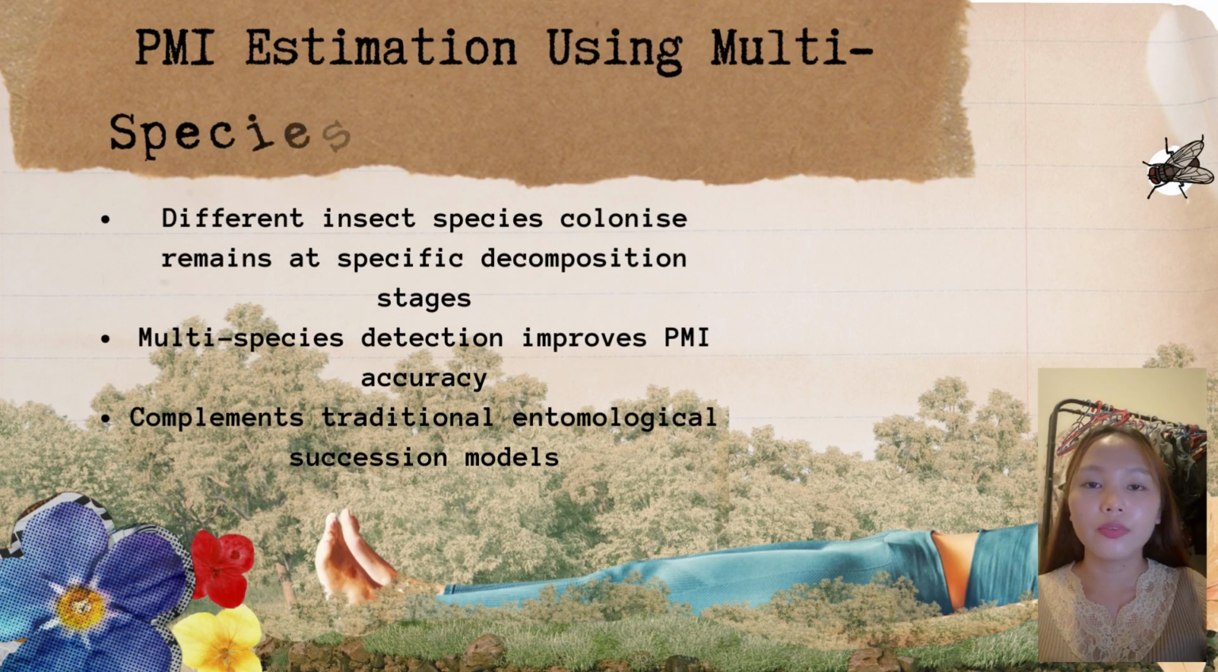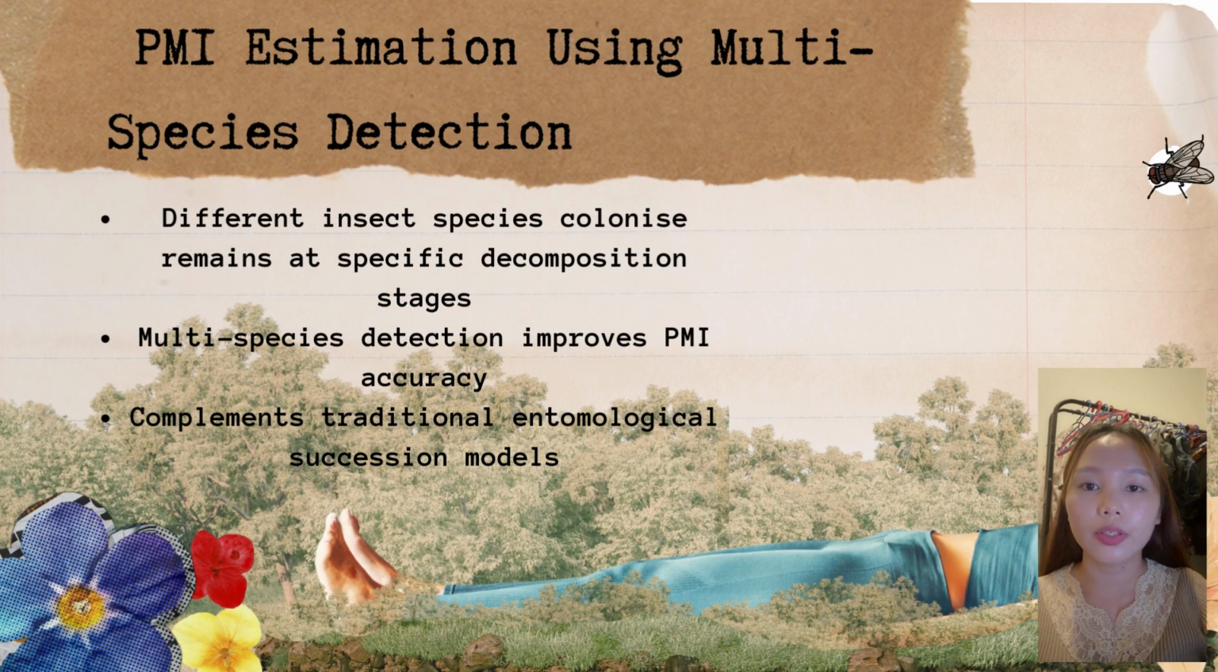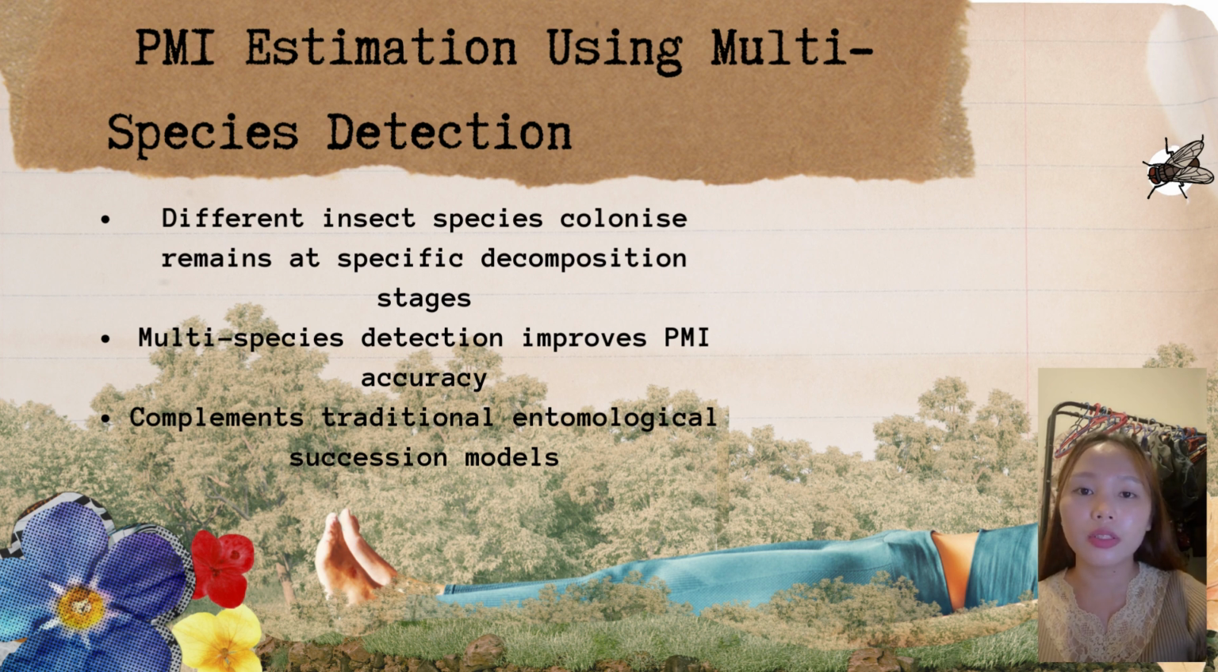One of the most important forensic applications of DNA metabarcoding is postmortem interval estimation. Different insect species colonize a body at different stages of decomposition, forming predictable succession patterns. DNA metabarcoding allows forensic scientists to detect multiple insect species from a single sample, which provides a more complete picture of insect succession. This improves the accuracy and reliability of PMI estimations and supports the traditional forensic entomology methods rather than replacing them.